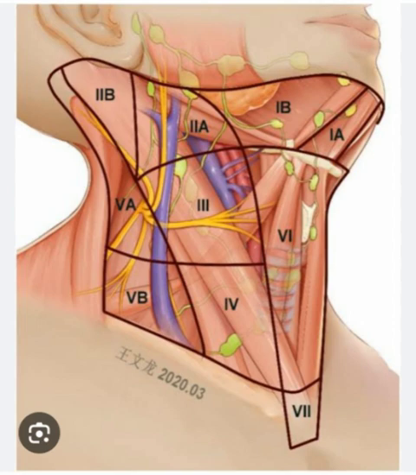Type 3: preserve SAN, IJV, SCM, also known as functional neck dissection. Indicated for treatment of N0 neck, treatment of differentiated thyroid carcinoma, and skin tumors such as melanoma, squamous cell carcinoma, and Merkel cell carcinoma.